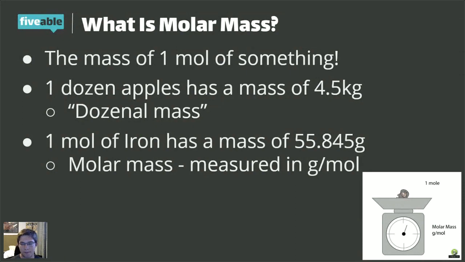So just the same, 1 mole of iron has a mass of 55.845 grams. That's the molar mass of iron. If you get 6.022 times 10 to the 23rd iron atoms together, you'll end up having 55.845 grams of that iron. And so molar mass is measured in grams per mole. That's going to be our conversion factor when we're converting between moles and grams. That's why molar mass is so important, because it gives us a way to convert from moles to grams and to number of particles in a situation.